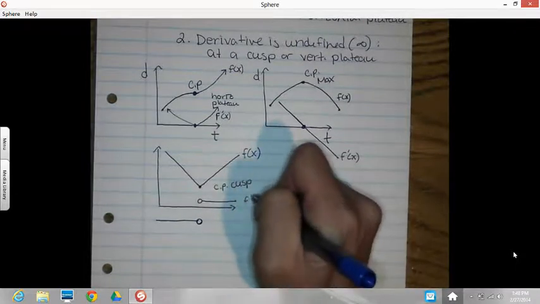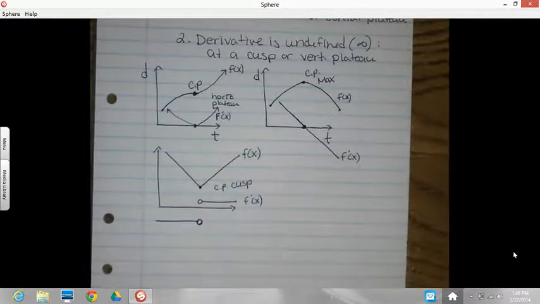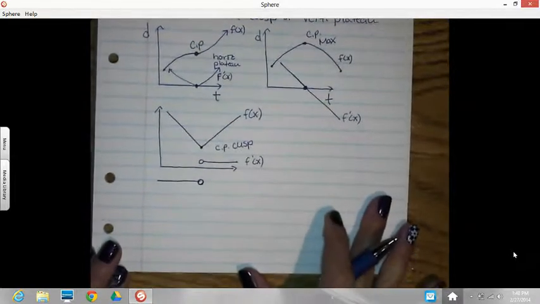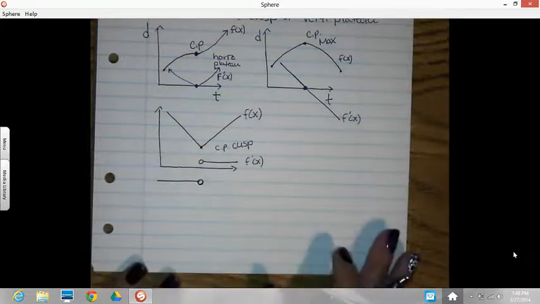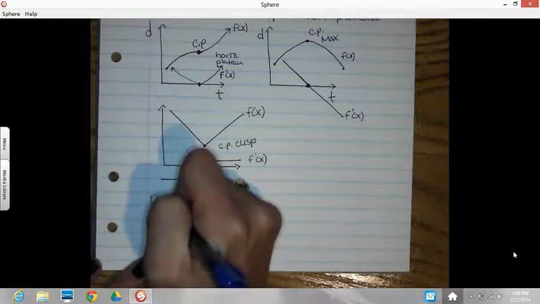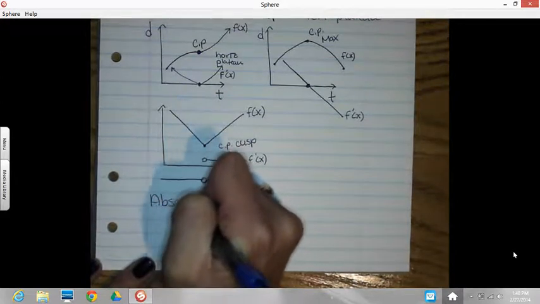Okay, some definitions. You're not going to have to do all this stuff. Well, forget I said that. Just some vocab coming next. We want to talk about an absolute, also known as a global max or min.